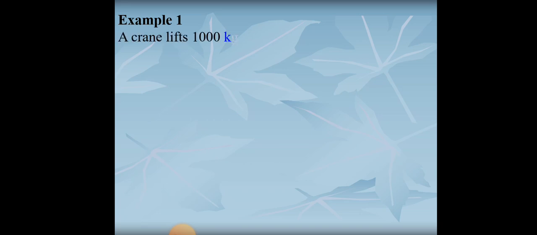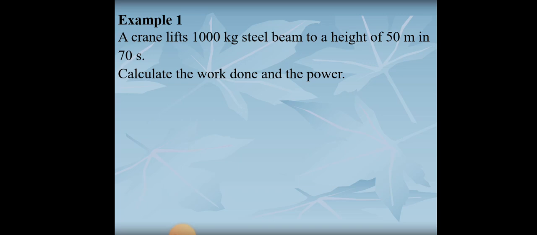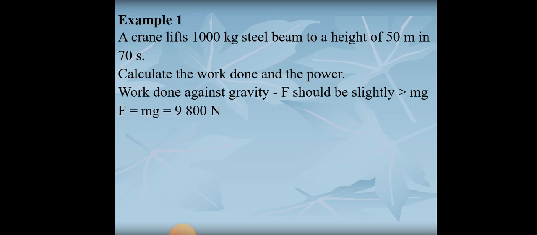So we have an example there. A crane lifts a 1000 kg steel beam to a height of 50 meters in 70 seconds. Calculate the work done and the power. So for the work done against gravity, F should be mg. So the force acting there is F equal to mg, which is 9.8. So what is the work done?